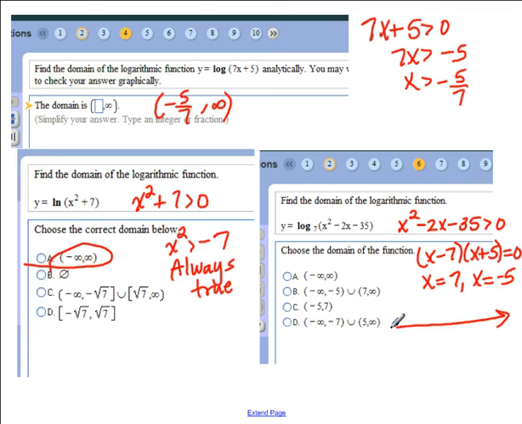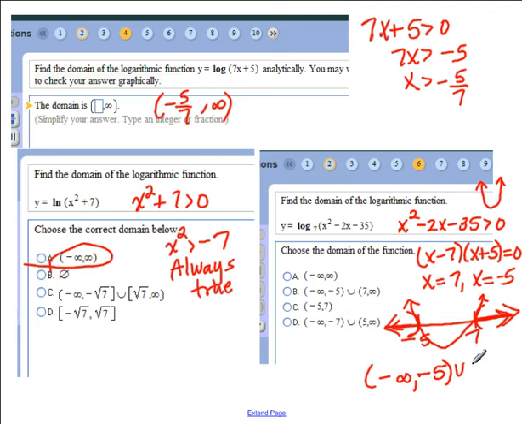So if we put those on the number line, and remember how x squared minus 2x minus 35, if we graph that, that's a parabola that opens up. So knowing that tells us that the solutions where this parabola is greater than 0, or above the x-axis, occur in these outer regions. We cannot include the points because we're strictly greater than. So our domain would be negative infinity to negative 5, union 7 to infinity, which is B.